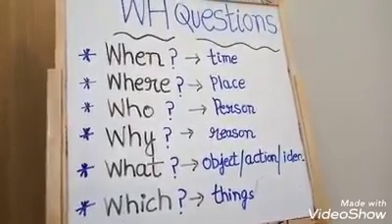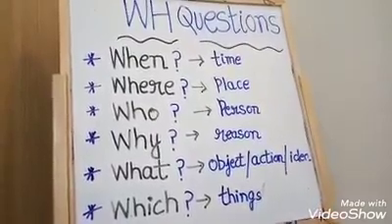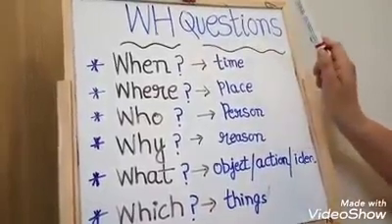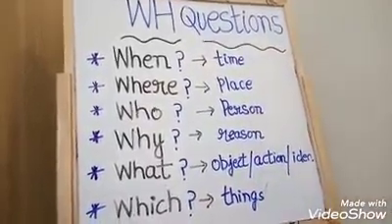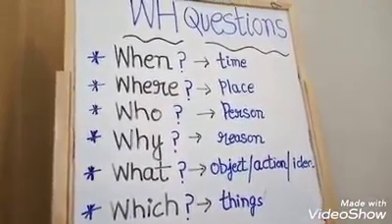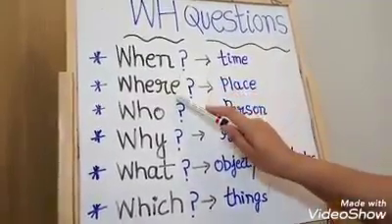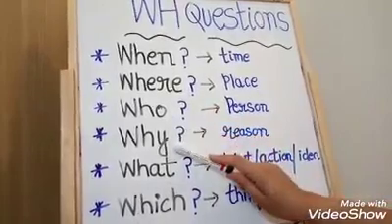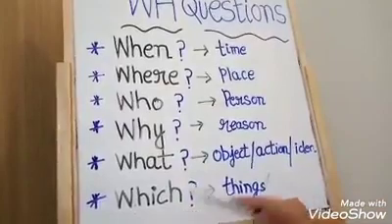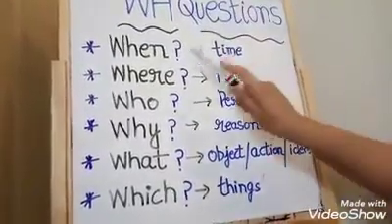Questions asked to get a specific response or to derive specific information are called WH questions. In other words, if you want information about someone or something, you always have to ask questions like when, where, who, why, what, and which. So the first one is the question when.